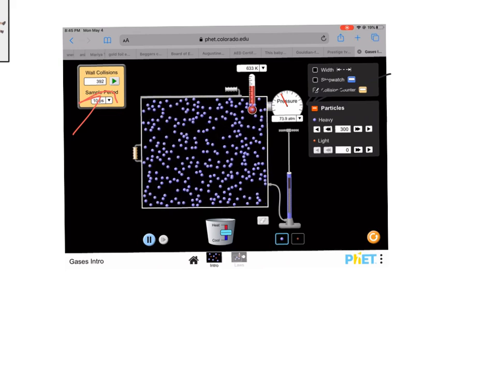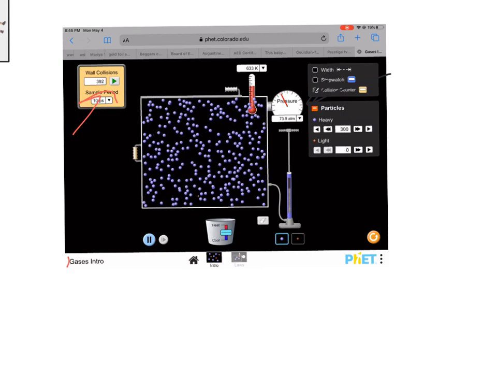If you're following along with the packet, you should be playing with the simulation yourself. Try changing the pressure, the temperature, the number of molecules, whether they're heavy or light, and see what happens.